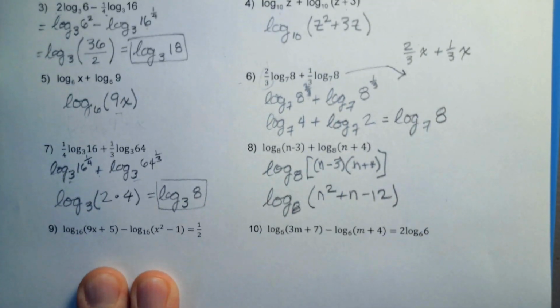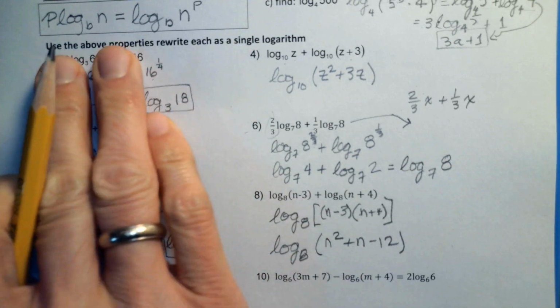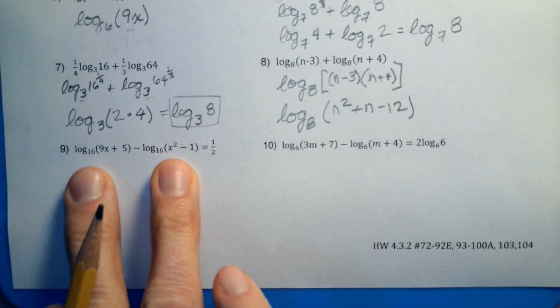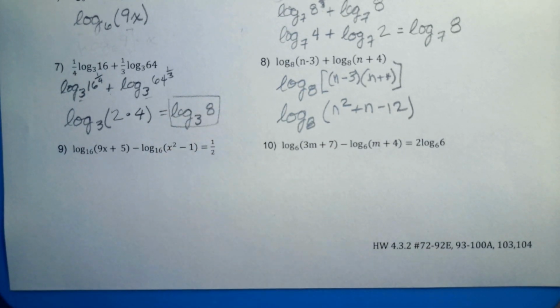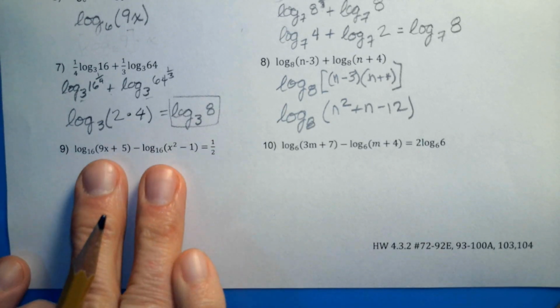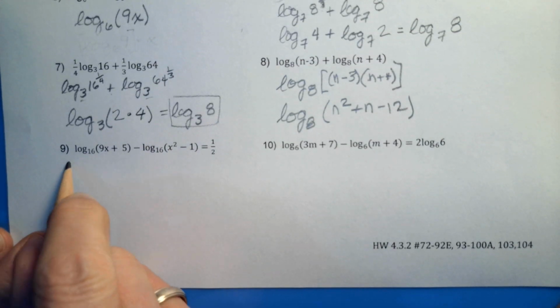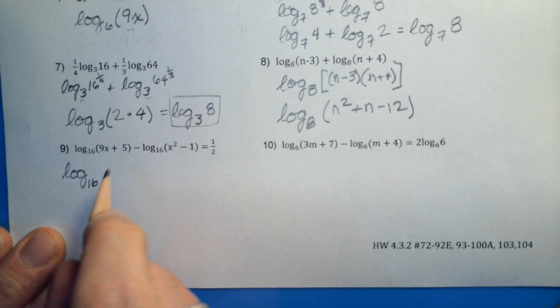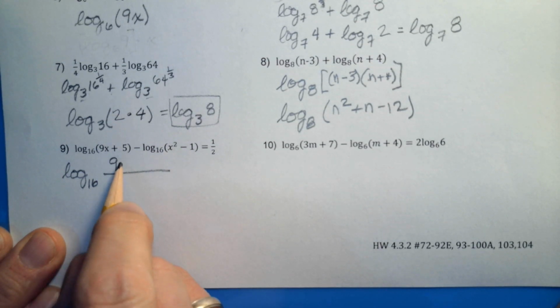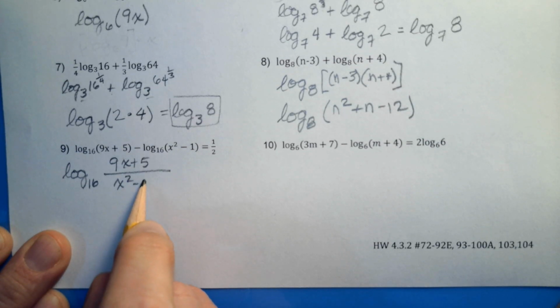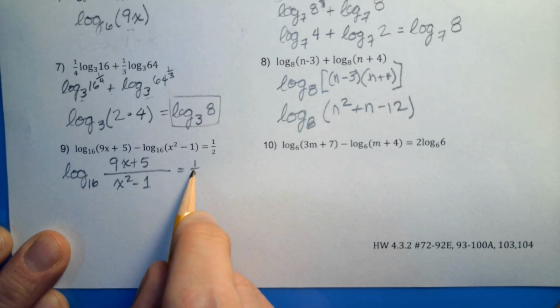All right, and this one here. Now this one's a little different. We're not just rewriting it, we're trying to solve these. So these have variables in them, so let's actually solve this. This is an equation. So we can combine the left-hand side, it's subtraction, so we're going to have the quotient rule. We have log base 16 of (9x plus 5) over (x squared minus 1), and that's equal to 1/2.